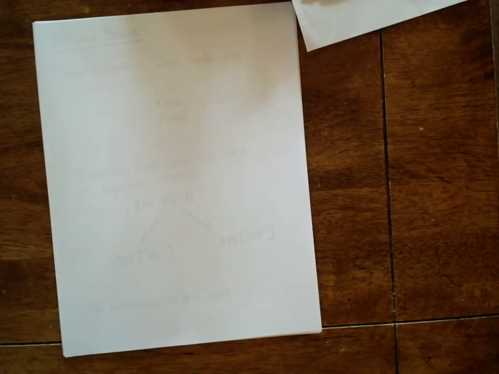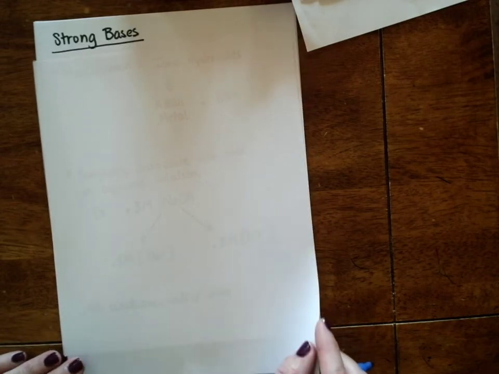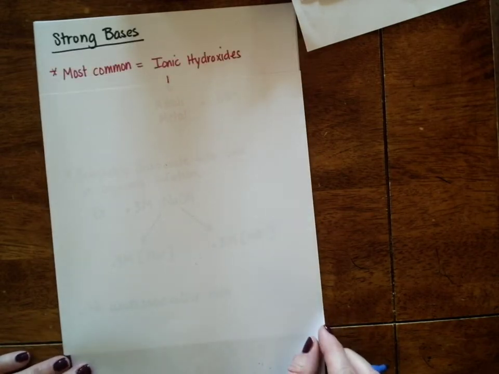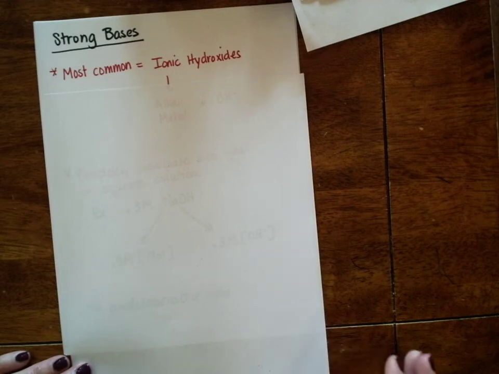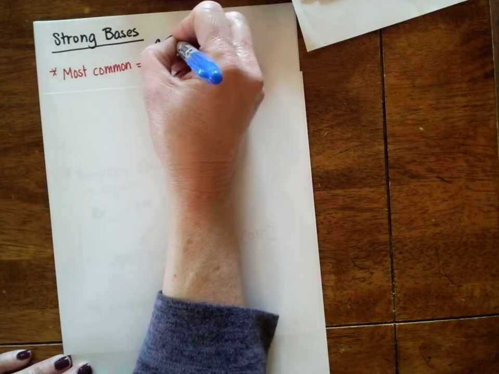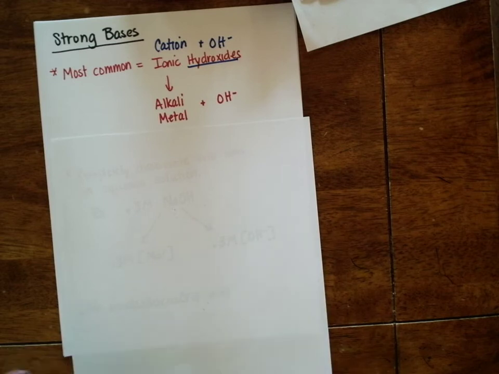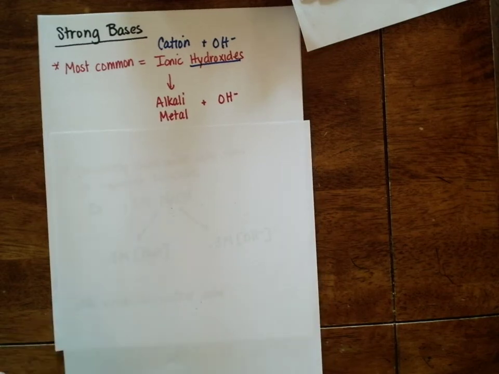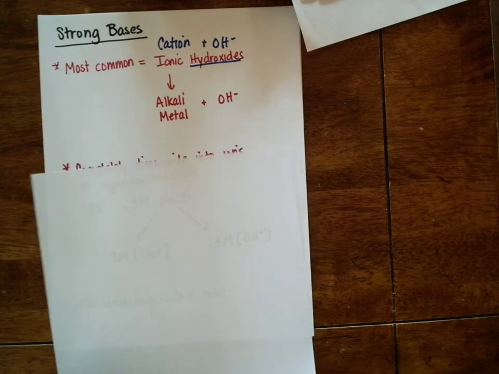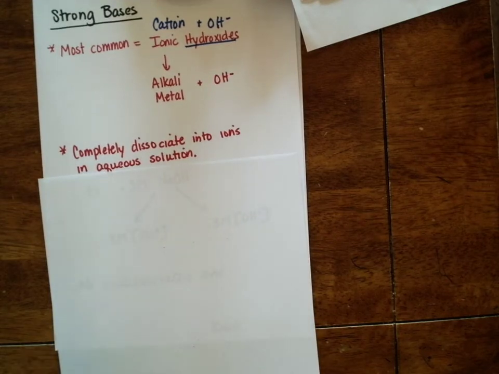Okay, so now let's examine our strong bases just a little bit. If I'm dealing with strong bases, the most common type of strong bases, and I already said this, are my ionic hydroxides, where I've got a cation here and my OH minus anion. The most normal way that I find these is an alkali metal plus a hydroxide. Said that at the beginning too. And again, just like I talked about with the strong acid, if I have a strong base, it's going to completely dissociate into ions in aqueous solution.